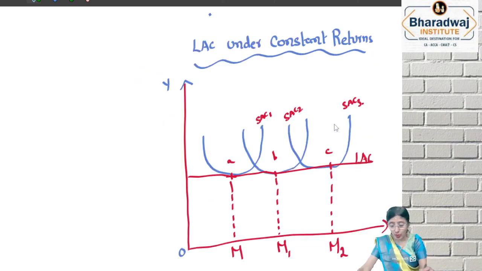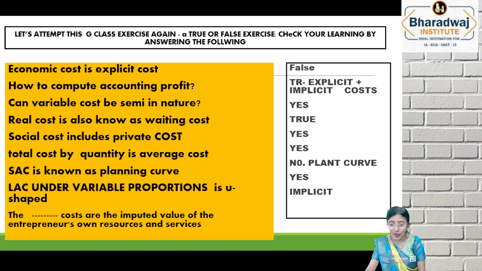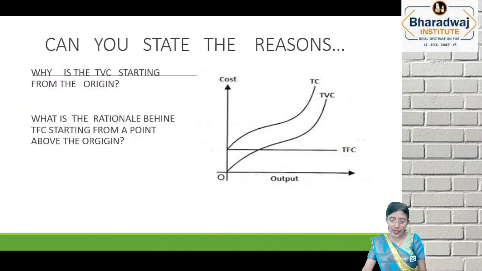See, so what is our question now? Our question is on LAC under variable proportion. Please remember all this. That's why I told you to read SAC and LAC as a separate segment. And the dash costs are the imputed value of the entrepreneur's own resources and services, implicit cost, isn't it? That is the point you have to understand. Are you clear now? Yes.